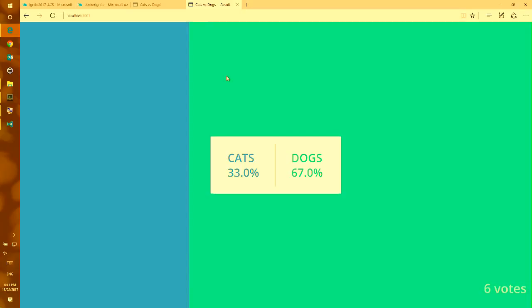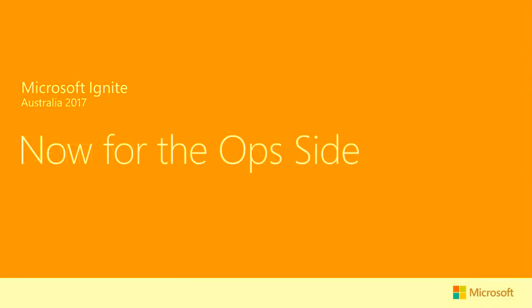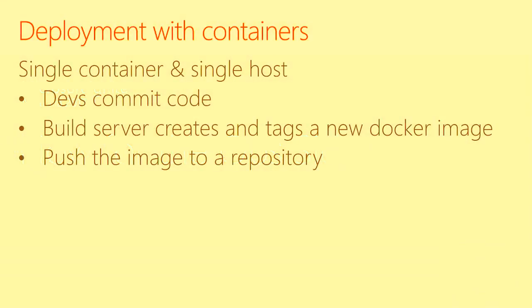But now what do I want to do? I want to be able to take this and deploy it to production. So let's talk very quickly about the ops perspective. What happens in operations? If I'm going to deploy to production, the process is quite simple.